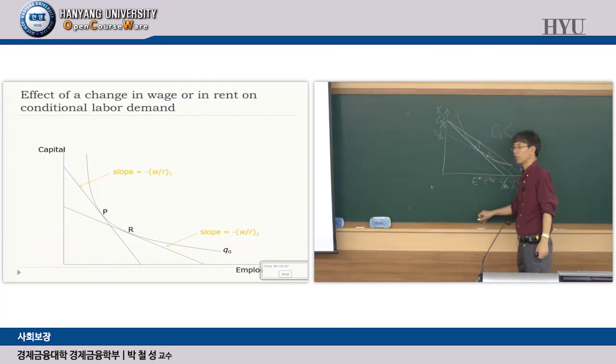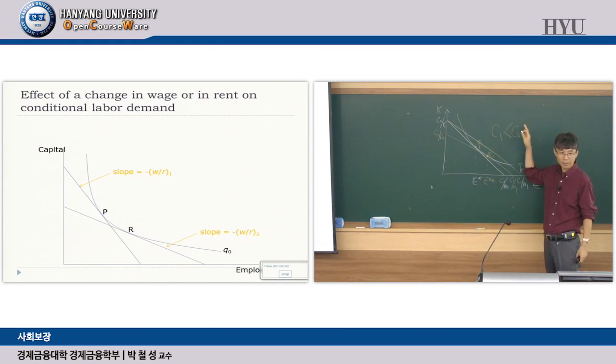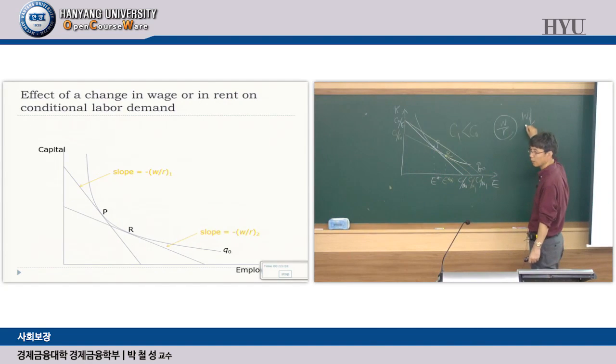Because think of slope. What's important is not actually the level of wage or the level of rent. What's important is the ratio, W over R. Okay? So we talked about wage falls, but also rent goes up, and the slope will become flatter again. So for example, if wage goes down by 50% or rent goes up by 100%, the slope will be the same. Okay? Half of the previous slope.